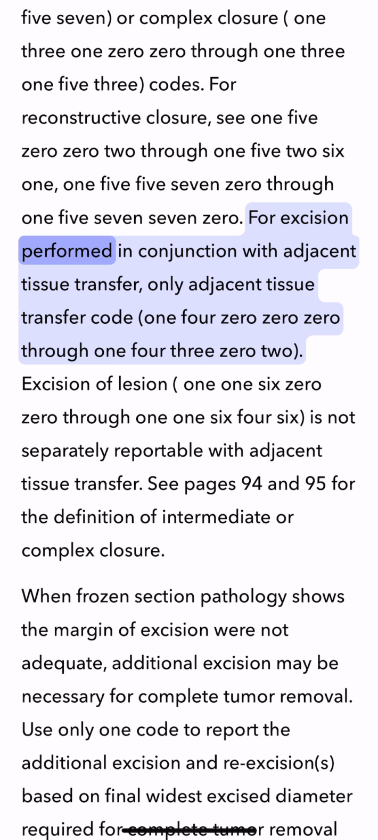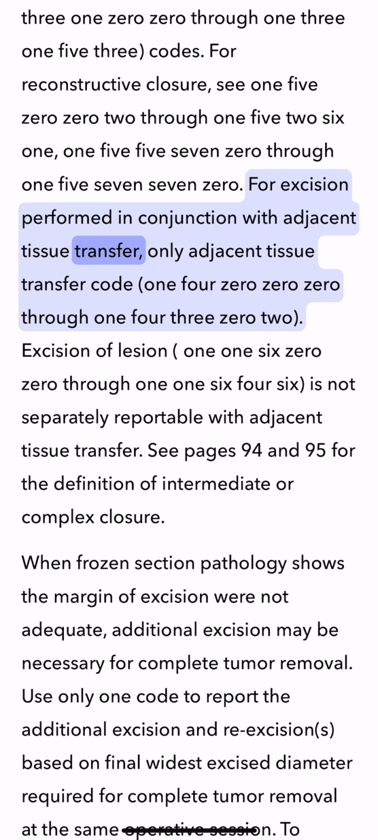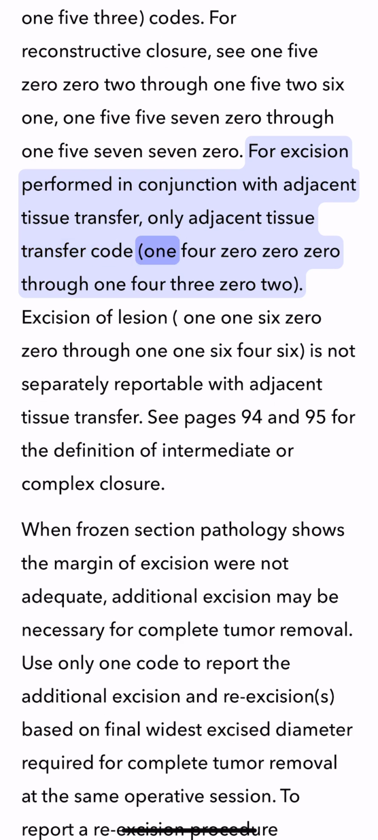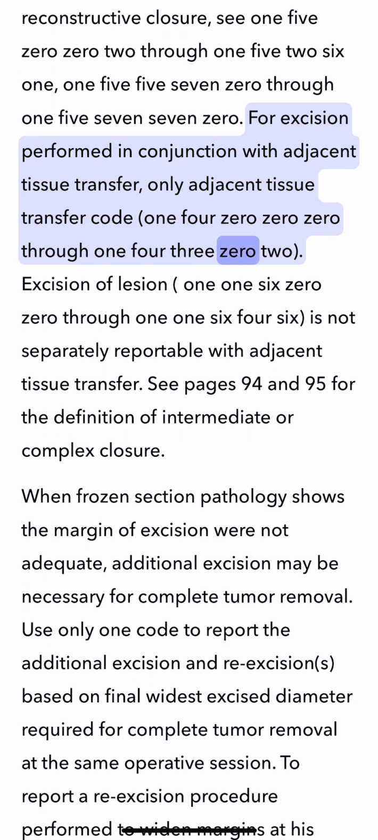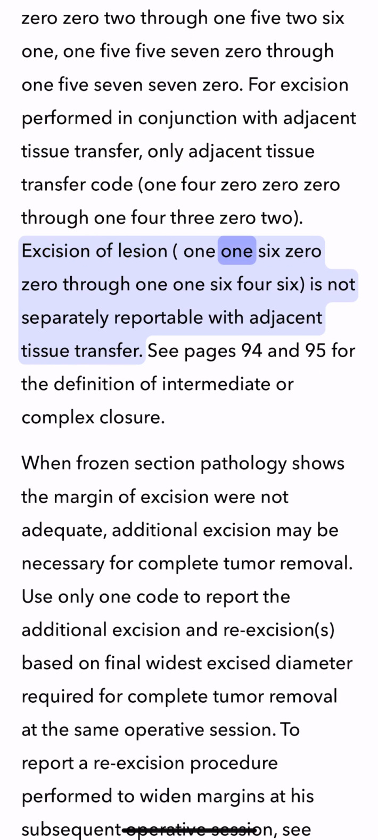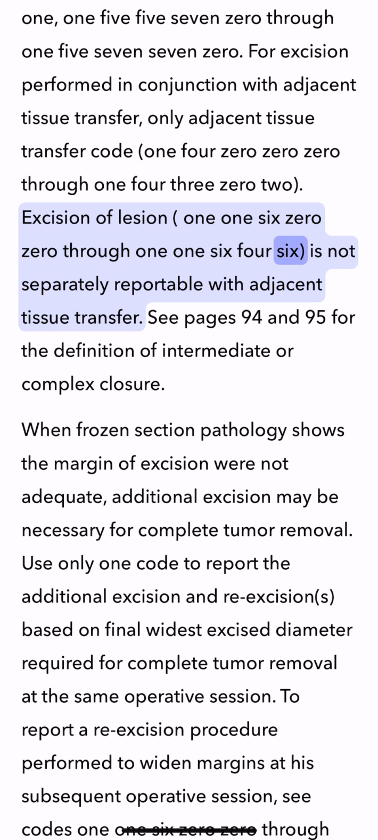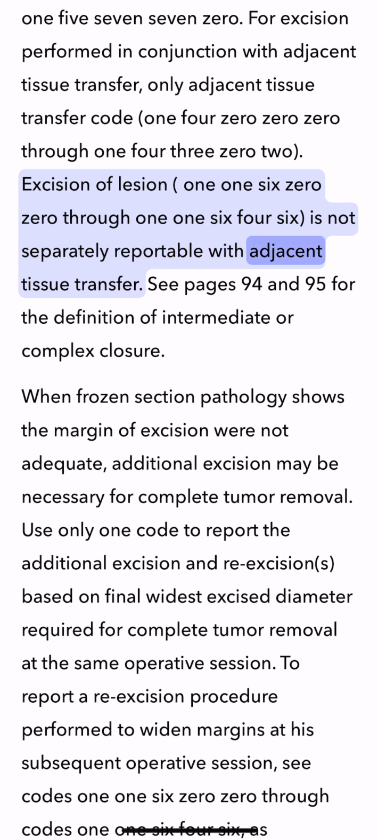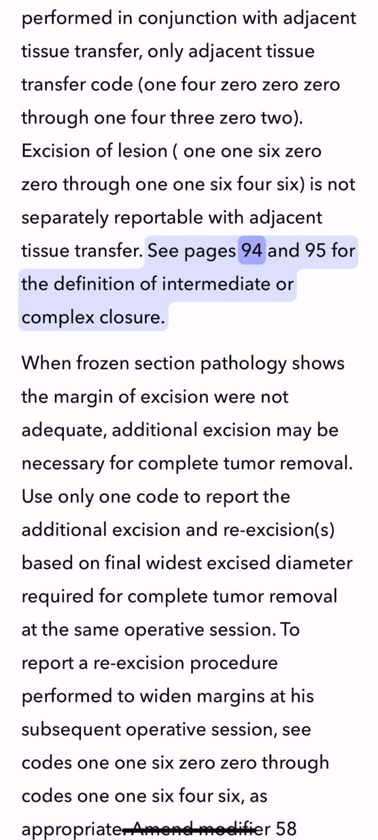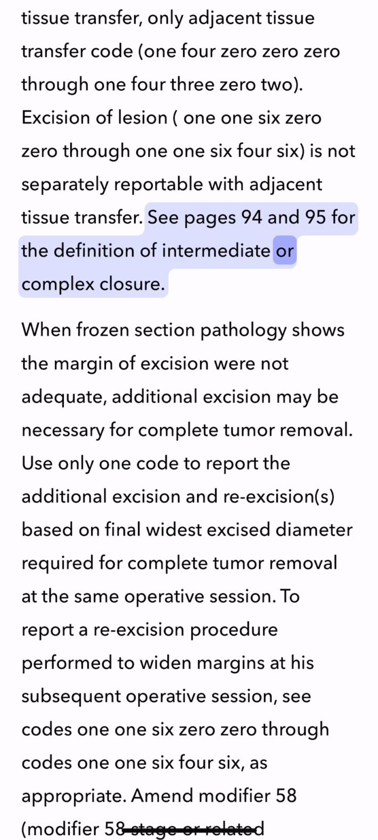For excision performed in conjunction with adjacent tissue transfer, report only the adjacent tissue transfer code, 14000 through 14302. Excision of lesion 11600 through 11646 is not separately reportable with adjacent tissue transfer. See pages 94 and 95 for the definition of intermediate or complex closure.